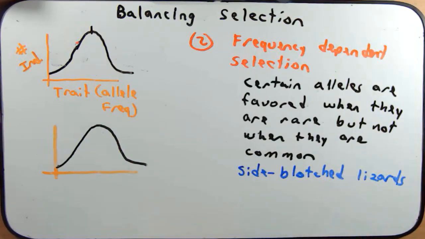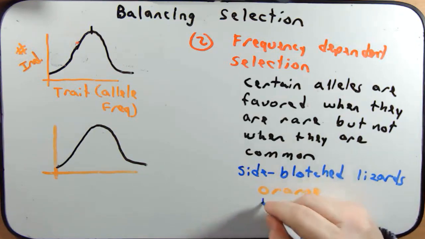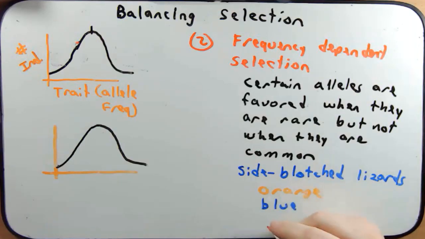Now, males of the side-blotched lizards have three different colors to their throat. They are either orange, blue, or yellow. And I don't have a yellow marker, so I'm going to use pink, but the color is yellow. Now, each of these has a different reproductive strategy, and all three of them are successful in this strategy. Sometimes orange lizards are more successful, sometimes blue ones are, and sometimes yellow ones are. It's kind of like an elaborate biological game of rock, paper, scissors.